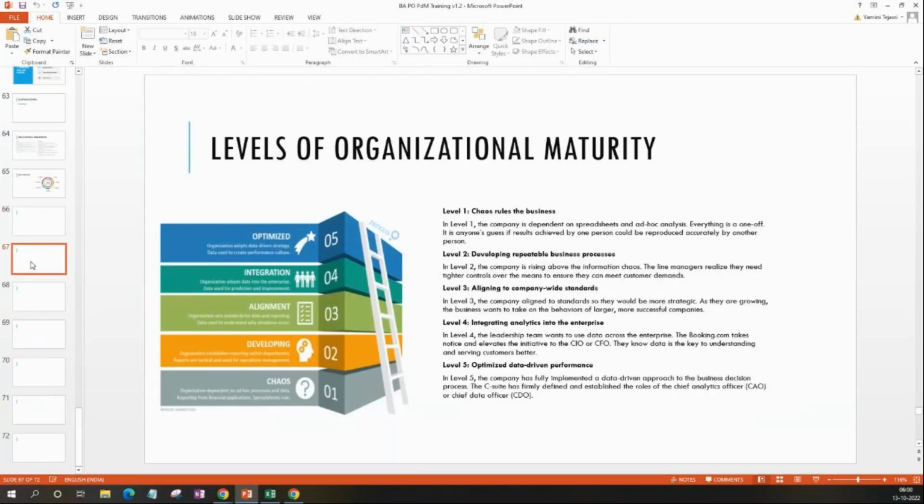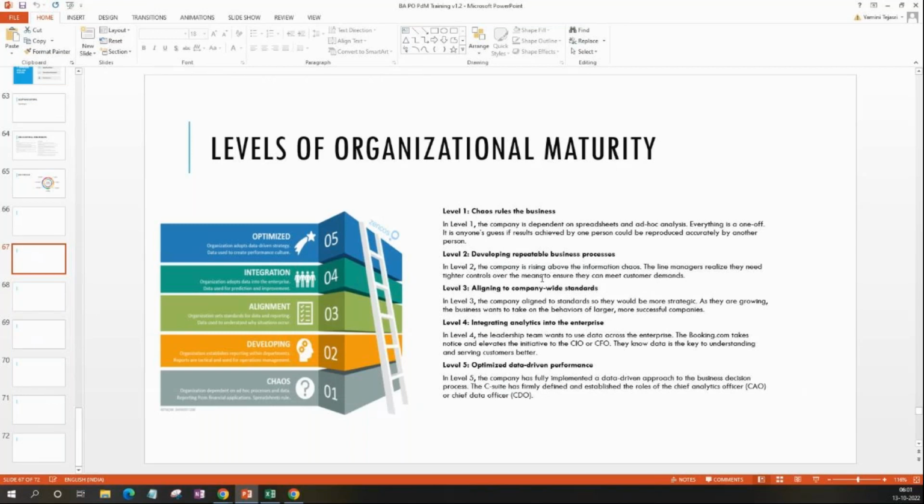Basically, this says how the organization grows from a startup to a much matured organization. How does it move? It moves from level 1 to level 5. Level 1 is more of a startup mode, where the company is dependent mostly on spreadsheets and ad hoc analysis. Everything is kind of guesswork, and there is no way to prove that whatever we are doing is right. That is how startups will be, in chaotic mode, and slowly they will start developing.